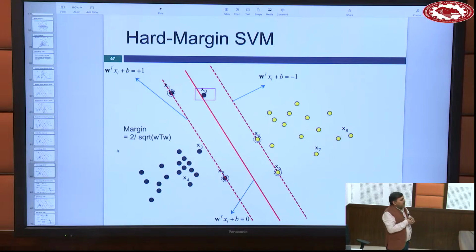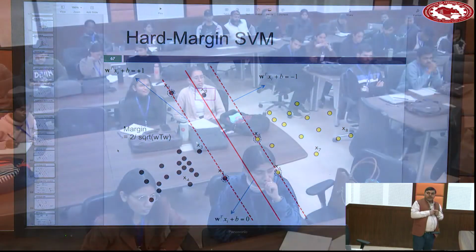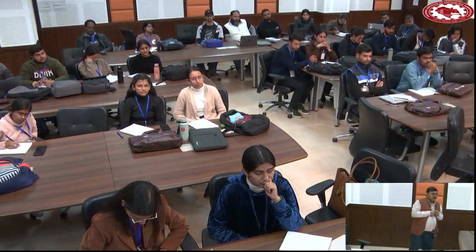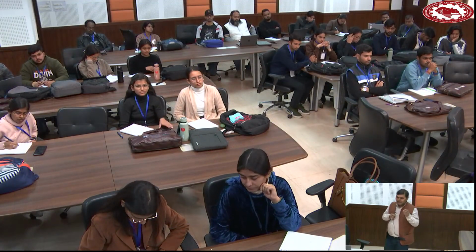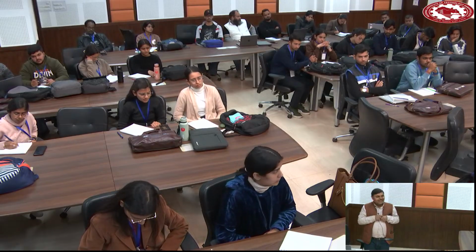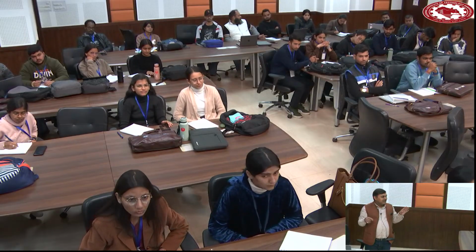If you compute the distance between the two, you know that a constant difference of 2 will be there, and it is 2 divided by the norm of W. Is it clear to everyone? Because you know how to compute the distance between two planes, right? If you are not aware, I can write it.